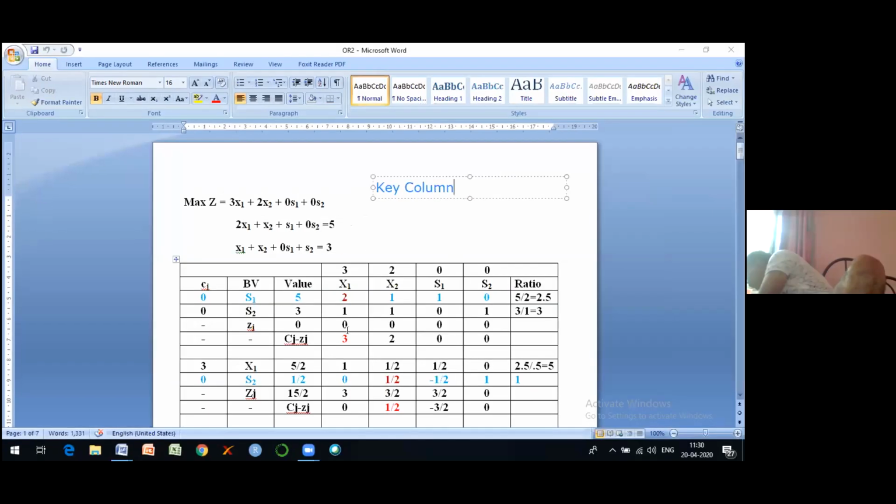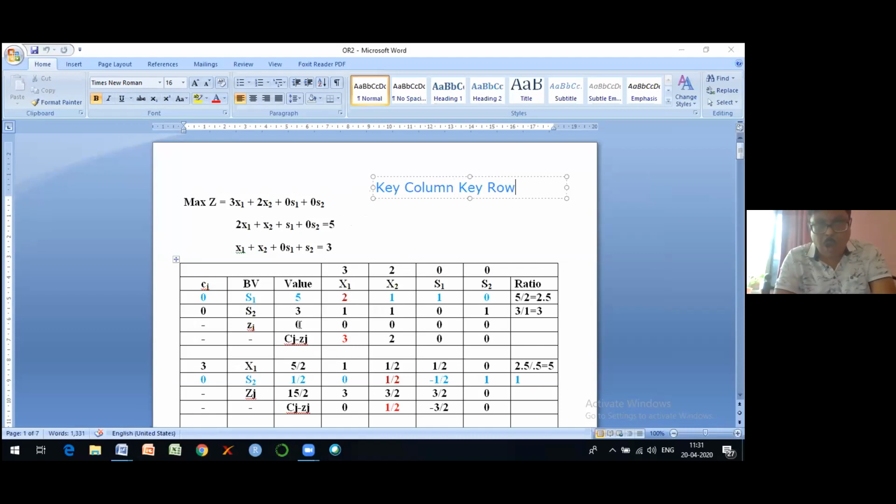Then we have to consider the key row. One is the key column, another is the key row. Sorry, key row. Right. So we have considered the key column. This is our key column.